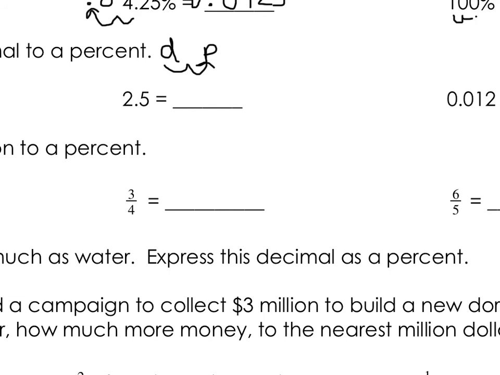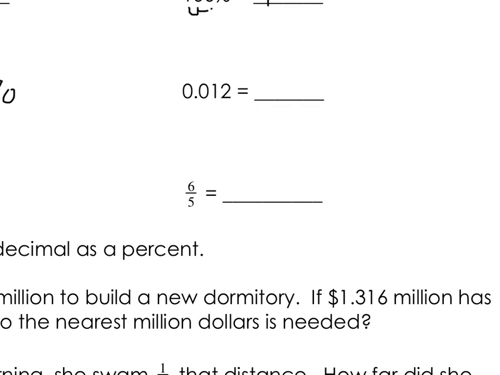2.5, we need to move the decimal 2 places to the right. There's nothing to the right of the 5, so we need to put a 0, which gives us 250%. 2.5 is 250%. 0.012, move the decimal 2 places to the right, and we have 1.2%.